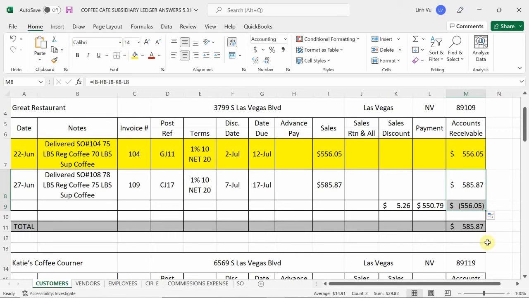Okay, and is that true? If I were to go ahead and process that, they only owe me $585.87, which is their invoice number 109. Yes. Okay.